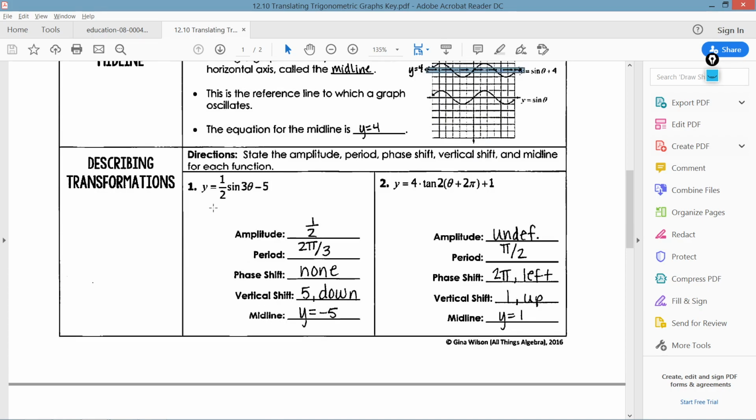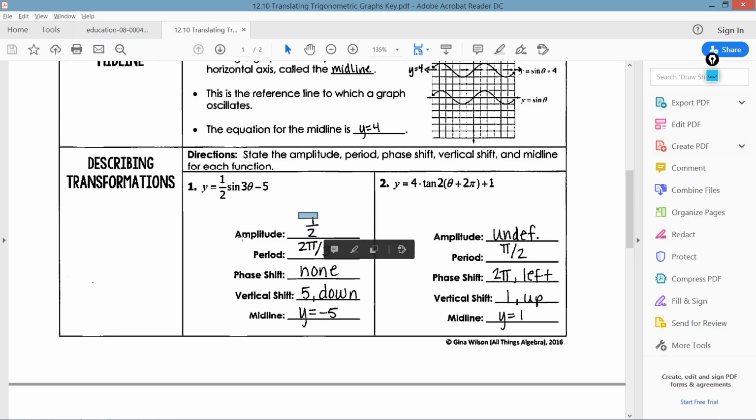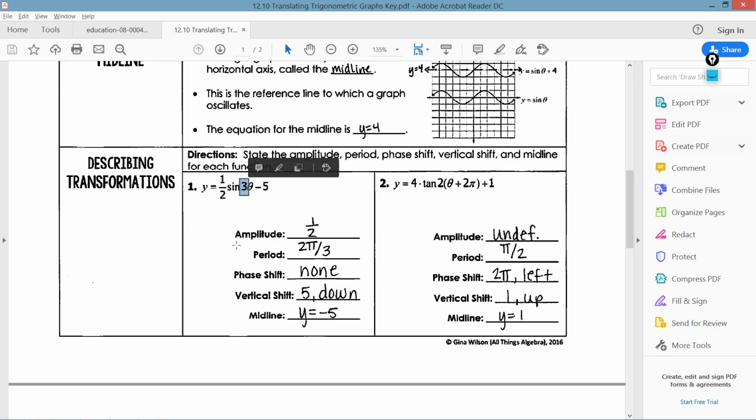And the rest of this is just applying everything we just talked about, right? We talked about amplitude, 1/2. Where does that come from? Right here, the A value. What's my period going to be? Well, I've got a 3 in front of theta. My base period is 2 pi, and I divide by this. So it's just 2 pi divided by 3, okay?